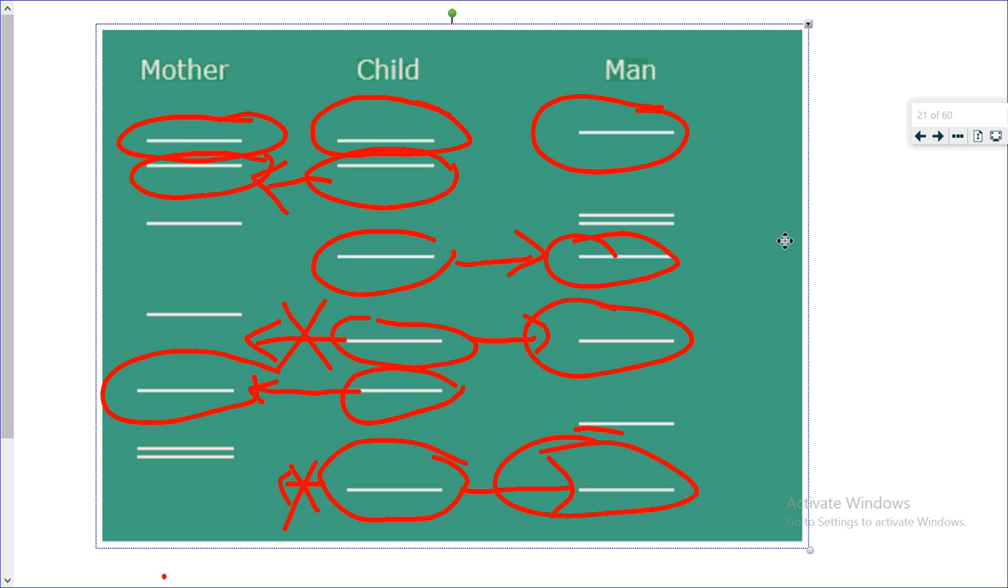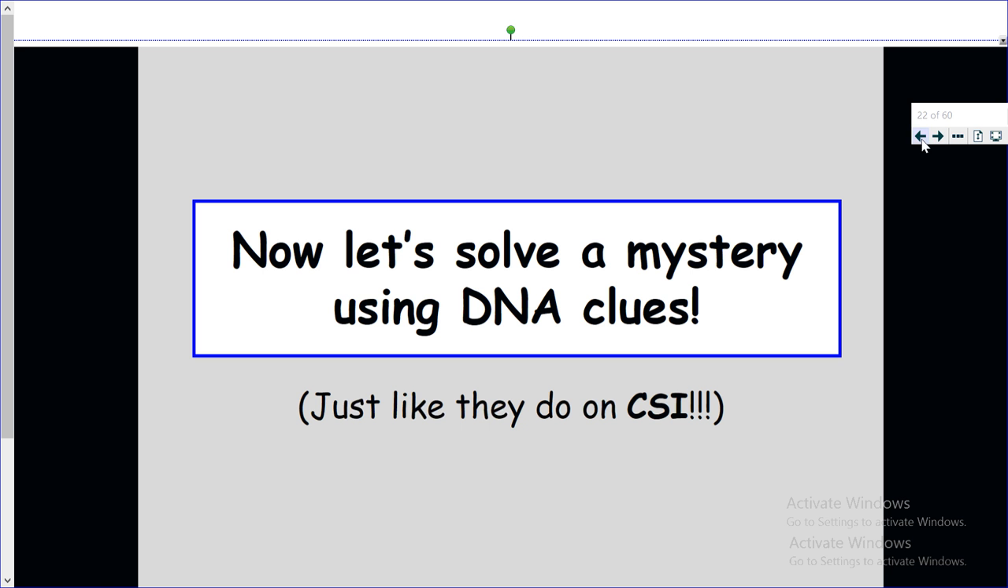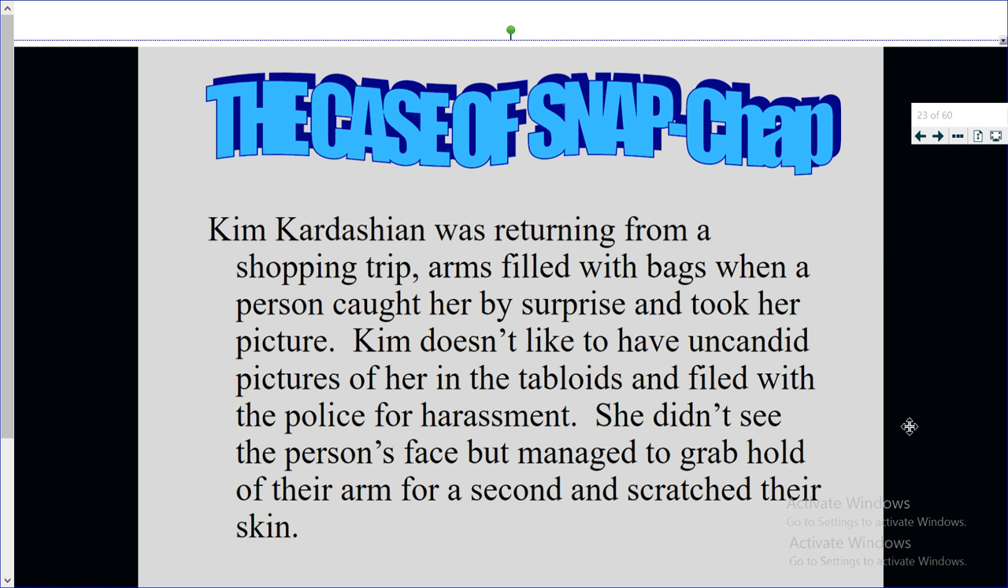So now we're ready to solve a mystery. Here's the problem. Kim Kardashian was returning from a shopping trip, arms filled with bags, when a person caught her by surprise and took her picture. Kim doesn't like to have uncandid pictures of her in the tabloids and filed a harassment suit with the police. She didn't see the person's face but managed to grab hold of their arm for a second and scratch their skin. What did she just get a piece of? DNA.